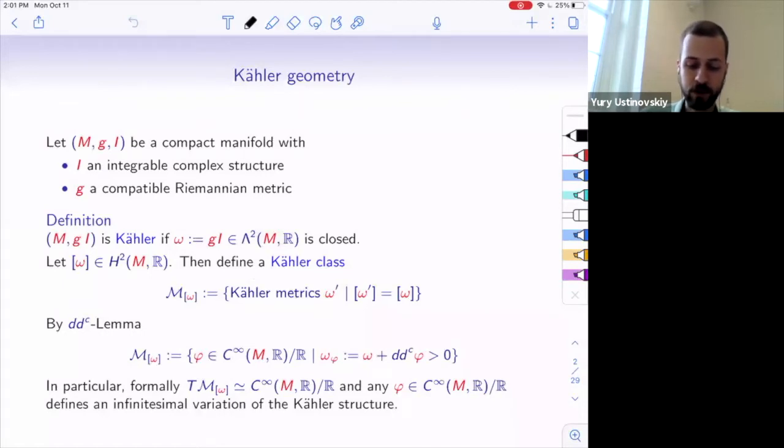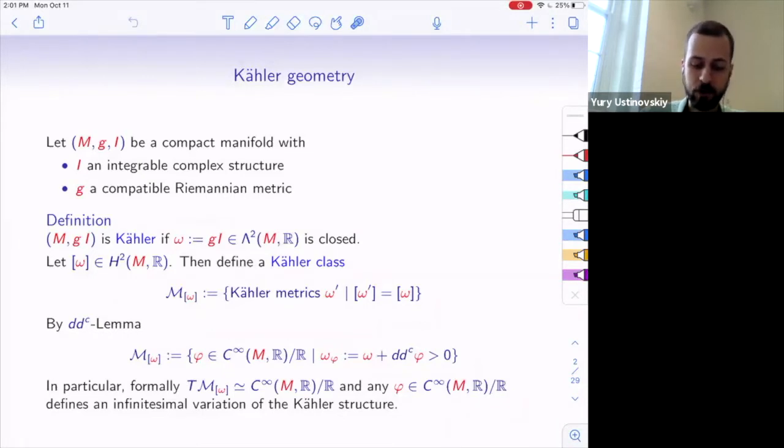So with Kähler geometry. If we start with a compact manifold, let's pick on this manifold a compatible Riemannian metric, which we will denote g through this talk, and an integrable complex structure, which we denote I. Then this manifold is Kähler if the associated 2-form, which you get by plugging in I in one of the coordinates of your metric, is closed. This is the definition of being Kähler.